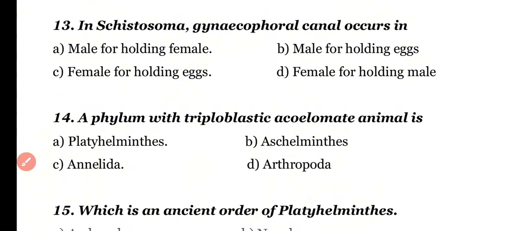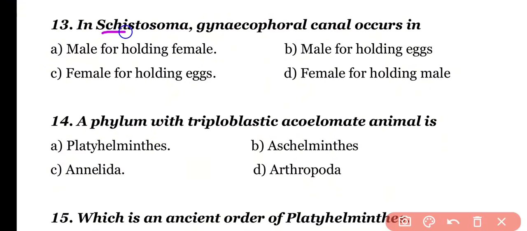Question number thirteen. In Schistosoma, gynecophoric canal occurs in male for holding female, in male for holding eggs, present in female for holding eggs, present in female for holding male. Correct answer is option A. Schistosoma ke andar jo gynecophoric canal hai ye male ke andar present hoti hai for holding the female.